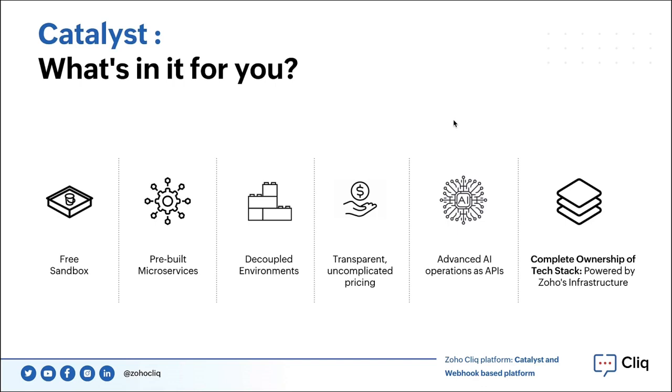So using the pre-built microservices or even the advanced artificial intelligence, which could be operated as APIs, you get complete ownership of the tech stack which is being run on Zoho's infrastructure. So that is how powerful Zoho Catalyst can be to build your web applications.